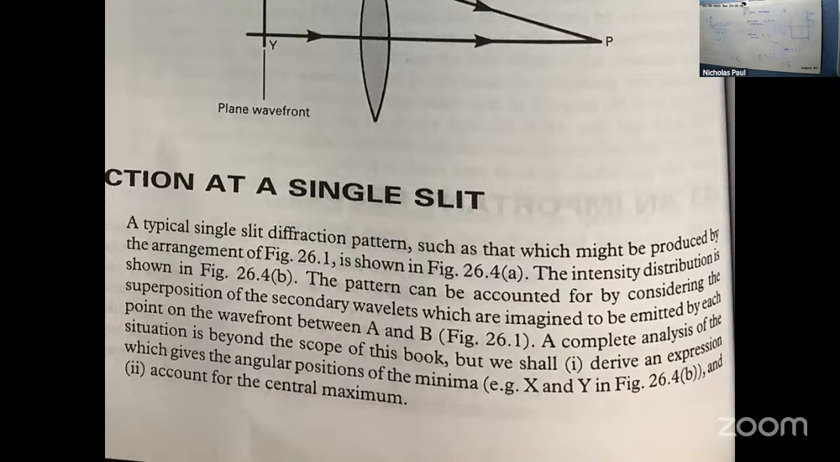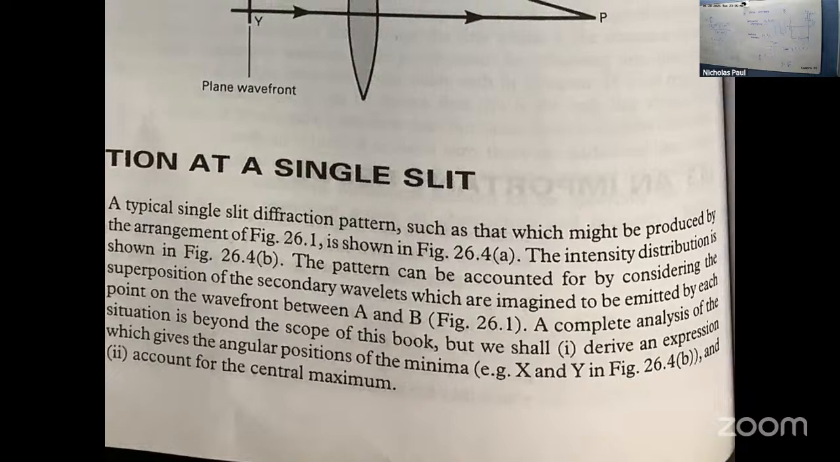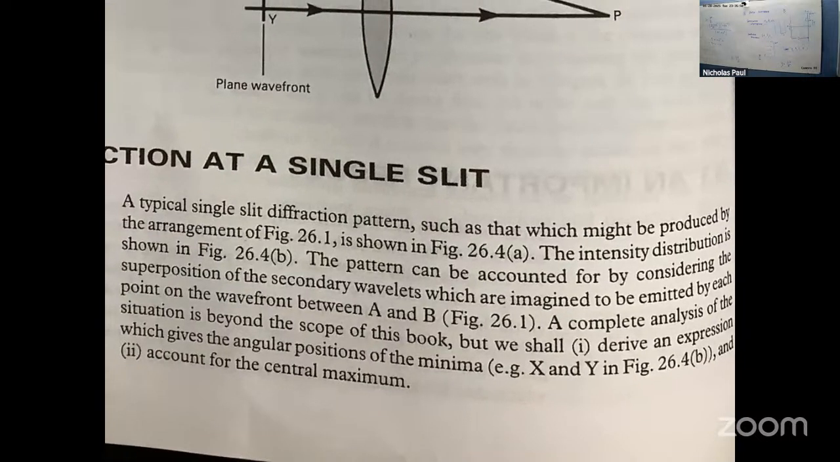These things are hard to visualize if you do understand something. These things are difficult to visualize. Okay, let's see what they say in this. So a typical single slit diffraction pattern, such as that which might be produced by the arrangement in 26.1. That's what we looked at earlier.